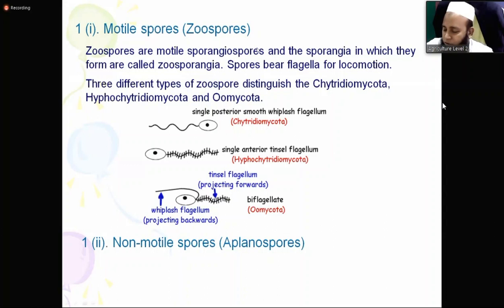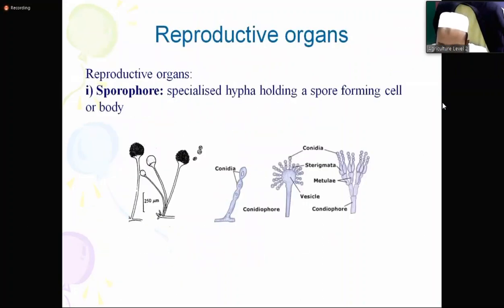Zoospores are motile sporangiospores. That means zoospores are usually motile. Motile means they can move, they can change their place from one place to another. So they are sporangiospores. Do you remember we said sporophore? Sporophore is nothing but the branch which contains spores. Similar word, sporangium. What is a sporangium? The structure which bears spores.